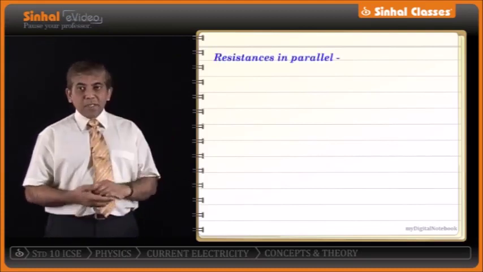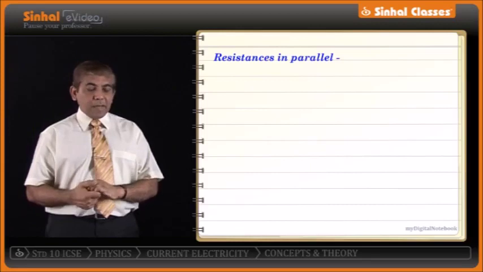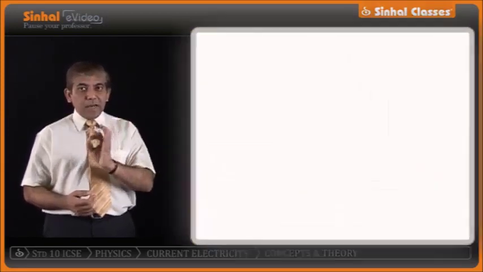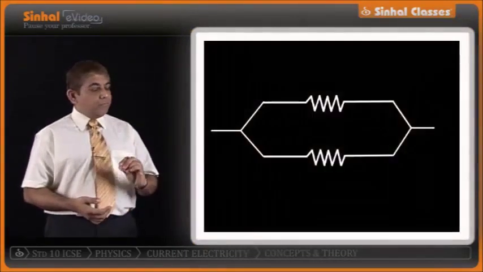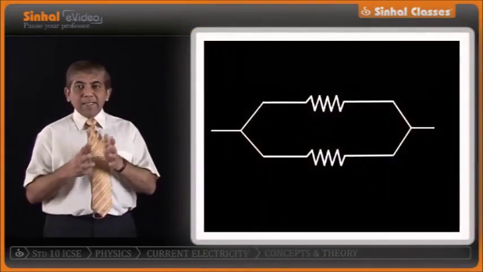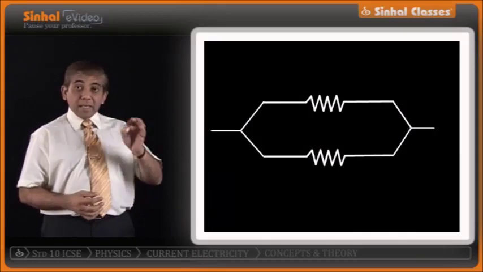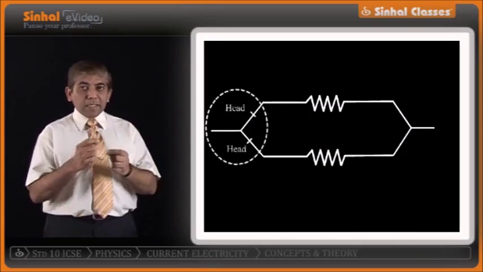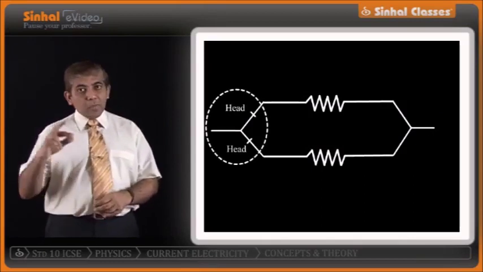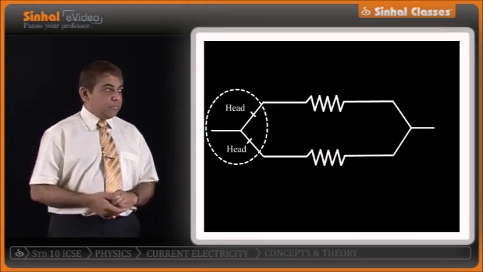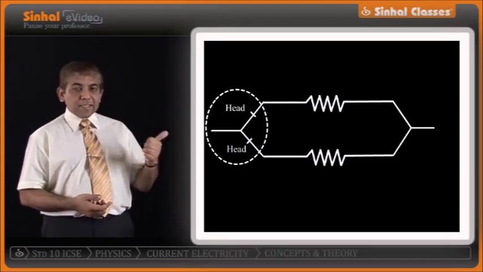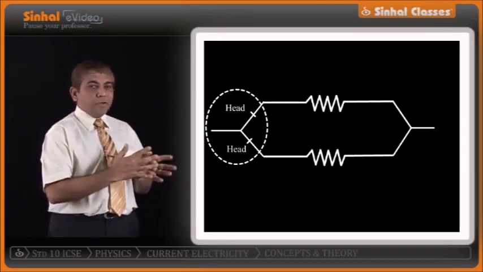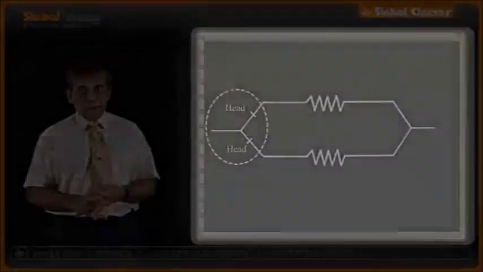Coming down to the second combination, that is resistances connected in parallel. When we have resistances connected in parallel, as I said, we have a layman definition. The layman definition is again related with the head and tail. So when the head of one is connected to the head of the other, that means both the heads are connected together, or when the tail of one is connected to the tail of the other, we say resistances are connected in parallel. Again, a very premature definition of resistances in parallel.